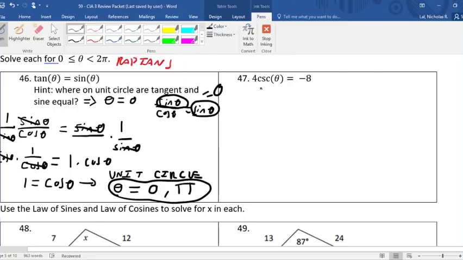4 times the cosecant of theta equals -8. Divide each side by 4. The cosecant of theta is equal to -2.